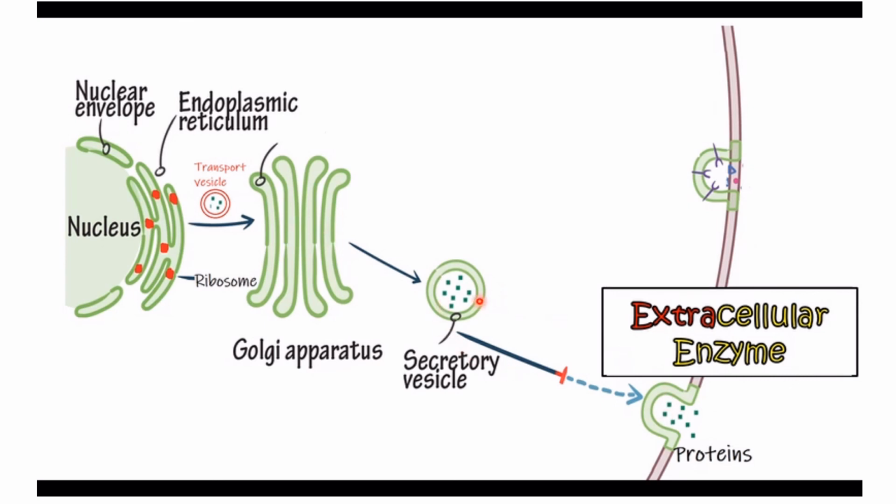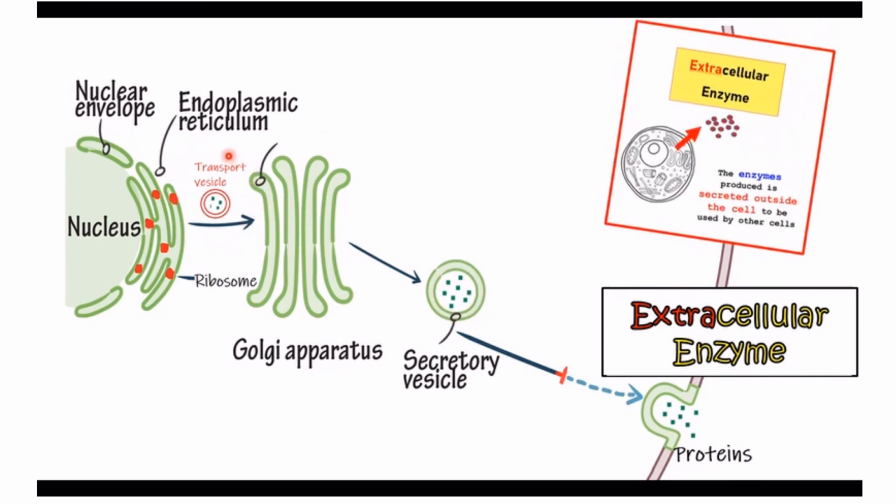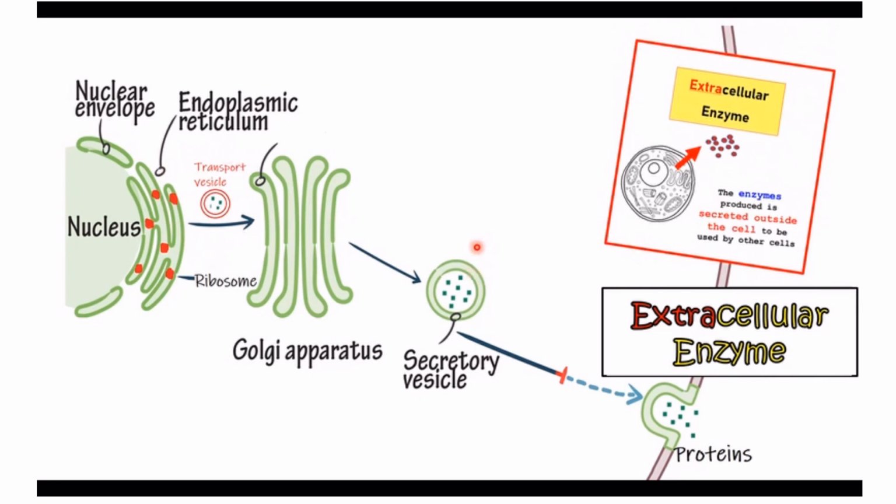These secretory vesicles move towards the plasma membrane instead of being used up within the cell. When they fuse with the plasma membrane, they release all the proteins which are stored inside them, which are the enzymes. So the enzymes in this way are released out of the cell which is manufacturing them. These enzymes, now called extracellular enzymes, are used up by the cells which are surrounding the cell that is actually synthesizing them.